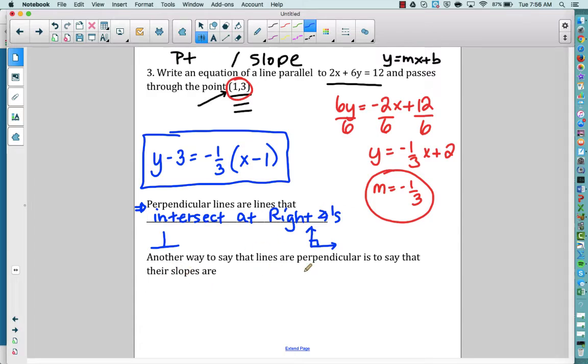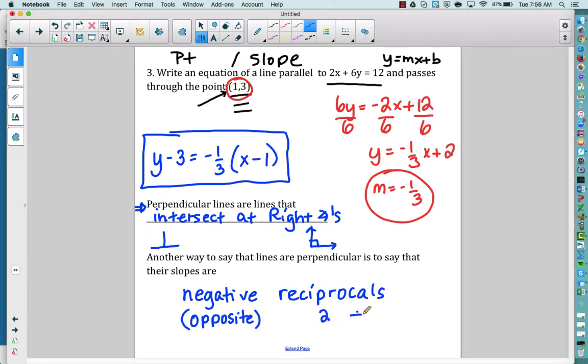Another way to say lines are perpendicular, though, is to say that their slopes are negative reciprocals of each other. Okay, so negative just means it's the opposite. We can also say opposite reciprocals. Reciprocal means the flip of it. So if I tell you 2, reciprocal would be, because 2 is over 1, I'd flip it. It would be 1/2. If I tell you 1/2, the reciprocal of that would be 2.